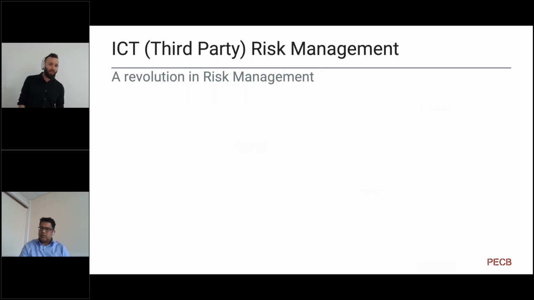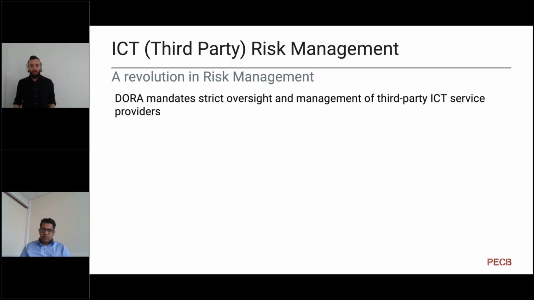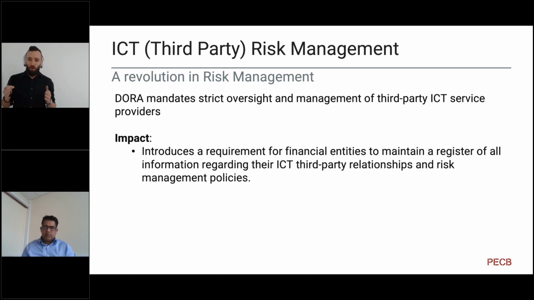Yes, there is a revolution in risk management because DORA mandates strict oversight and management of third-party ICT service providers. Yes, we have that in ISO 27001 with Annex A15, information security in supplier relationships. That's a thing. But here DORA goes a bit further. They introduce a requirement for financial entities to maintain a register of all the information regarding their ICT third-party relationships and risk management policy. It requires a due diligence process and ongoing monitoring to manage and mitigate risk associated with all the third-party service providers.